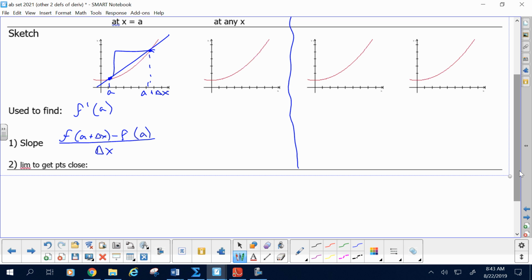We then slap a limit on it to get the points closer and closer together, so it becomes slope at a point. What's the limit we use? The limit as delta x, or the difference between the 2 points, gets smaller and smaller. And then again, the difference quotient.